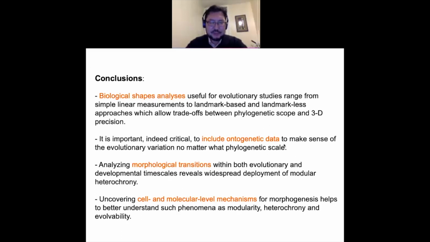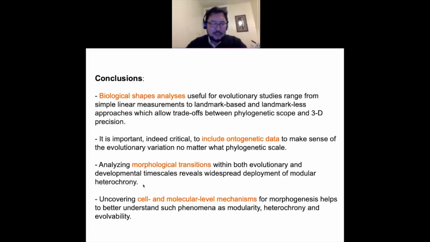Analyzing morphological transitions within both evolutionary and developmental timescales reveals widespread deployment of modular heterochrony. So again, we looked at birds. We looked at mammals such as those bats. We looked at crocodilians, and we're finding that playing with heterochrony, playing with exact timing of developmental events, apparently is quite widespread and very, very important for generating adaptive variation in those animals.